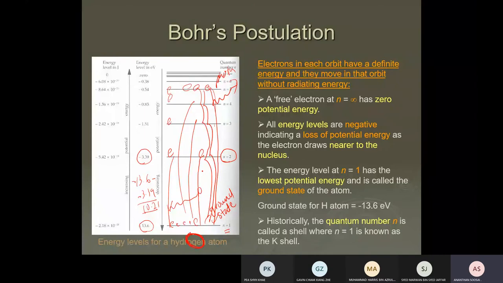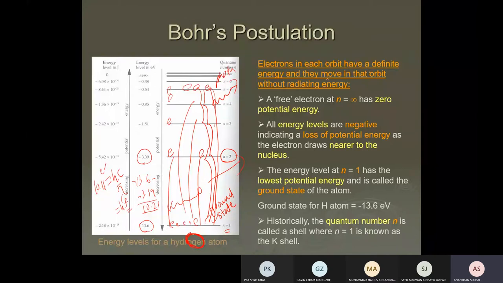What is the photon energy formula? hc over lambda. So in this case, the 10.21 eV equals hc over lambda, or we can say hf. We can find the frequency of the EM radiation which comes out. So this is what was postulated by Bohr.